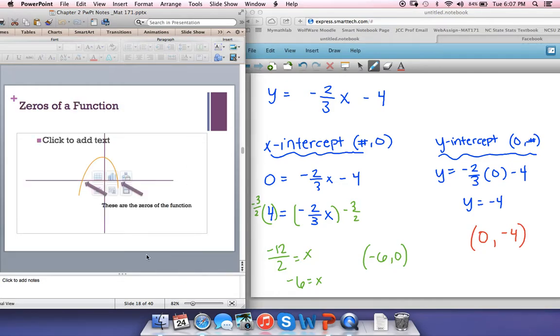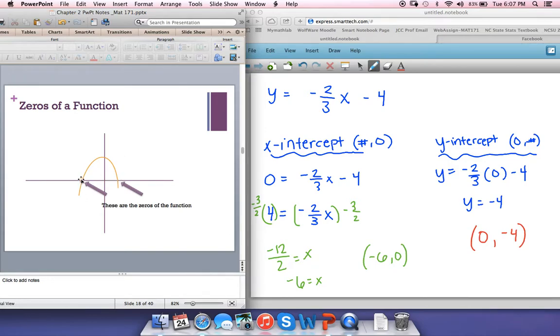All right, our next idea is zeros of a function. The zeros of a function are the points that hit your x-axis right here. So I've given you some type of quadratic equation, and in this quadratic equation, you have 2 points that hit your x-axis.